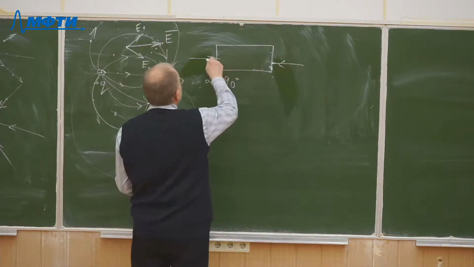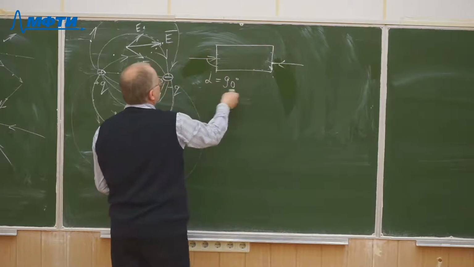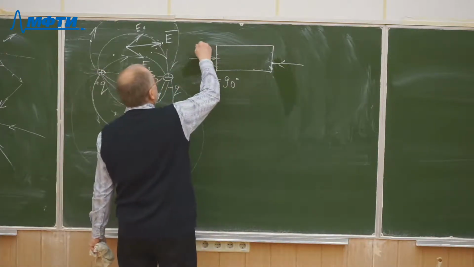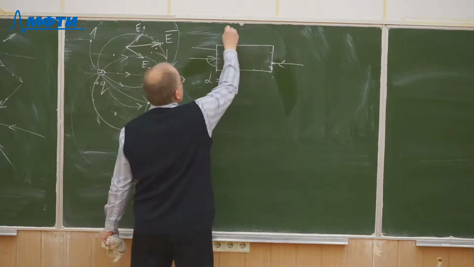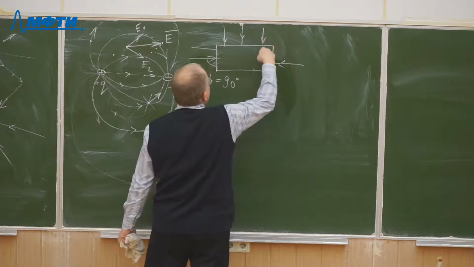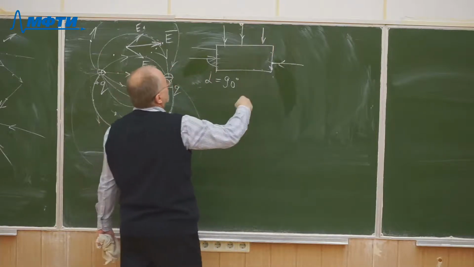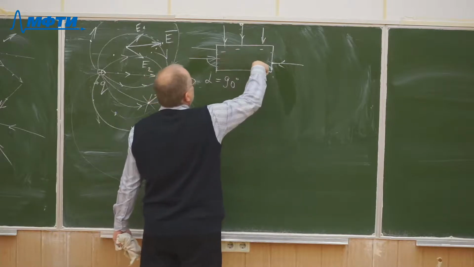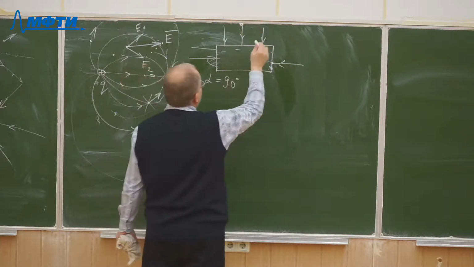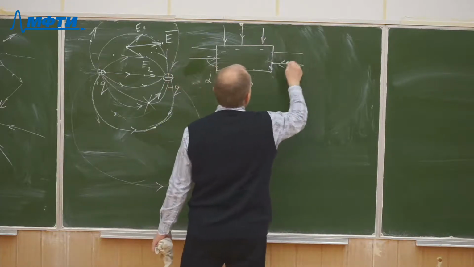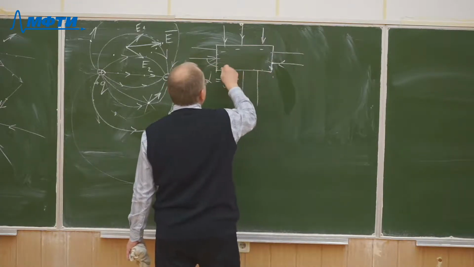If we have a conductor, this angle alpha should always be 90 degrees. So the electric field lines near the conductor must always be perpendicular. They may be directed towards the conductor if it's charged negatively, or directed outwards, in the opposite direction, if the conductor is charged positively. But the electric field lines are always perpendicular.